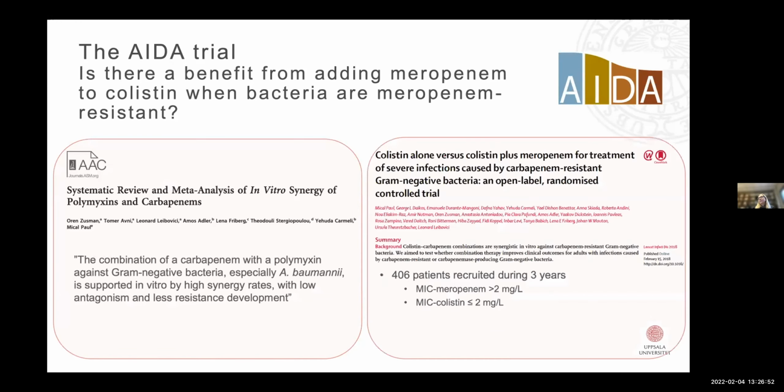And we set up this trial, and it was 406 patients that were recruited during 3 years, and this was at 6 different centers. So it was in Israel, in Italy, and also in Greece. And the requirement for these patients to be included in the study was that they should be infected with bacteria that were resistant to meropenem, so an MIC above 2, but susceptible to colistin, so an MIC less than 2.